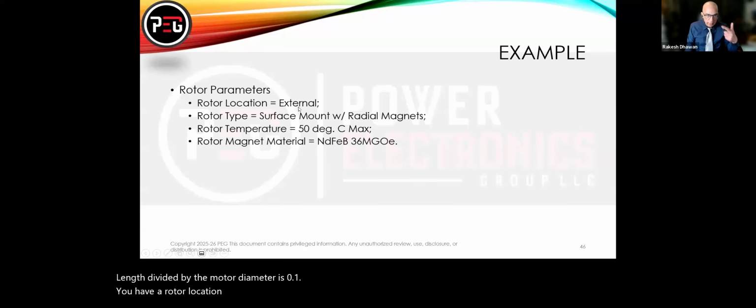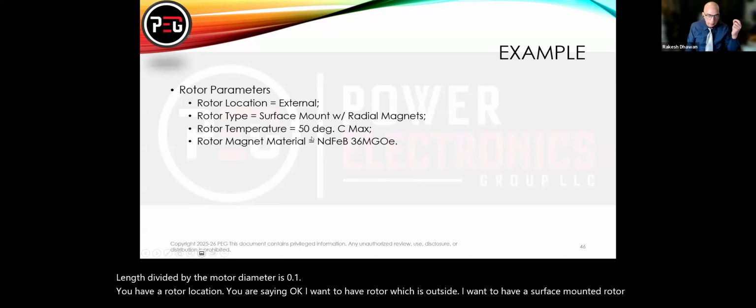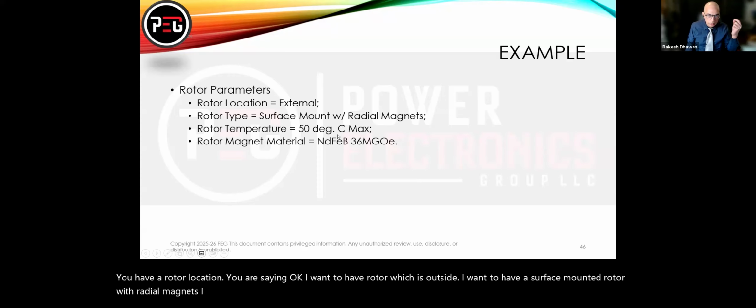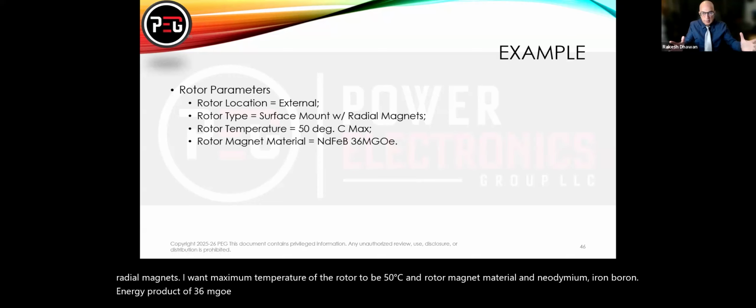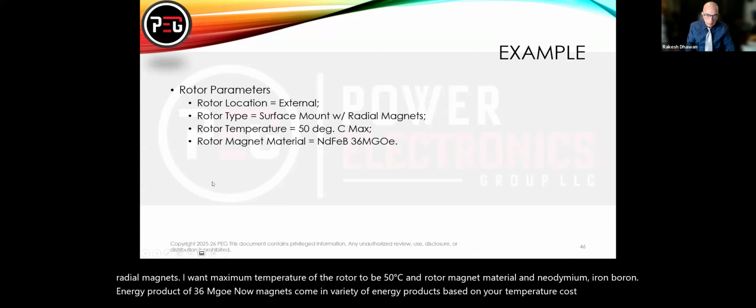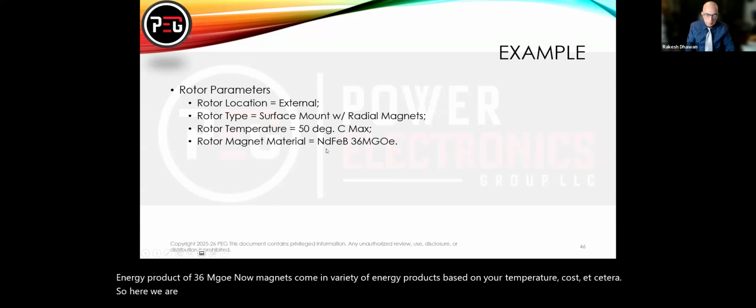You have rotor location. You're saying, okay, I want to have a rotor which is outside. I want a surface mounted rotor with radial magnets. I want the maximum temperature of the rotor to be 50 degrees Celsius. And rotor magnet material, neodymium iron boron, energy product of 36 MGOe. Now, magnets come in a variety of energy products based on your temperature, cost, etc. So here we're using a neodymium iron boron 36 MGOe magnet.